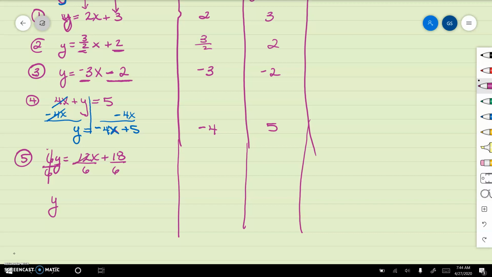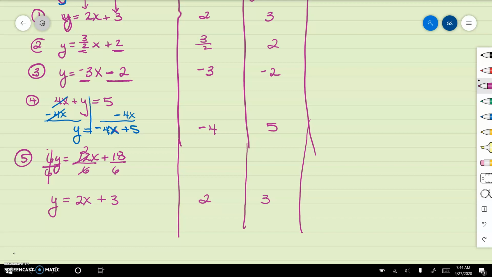12 divided by 6 is 2. So a 2x comes down. And this is 18 divided by 6, which is a 3, positive 3. So look at this. It's actually the first line we did. So the slope is 2, and the y-intercept is 3. And that's all we really need to do for today as far as notes.